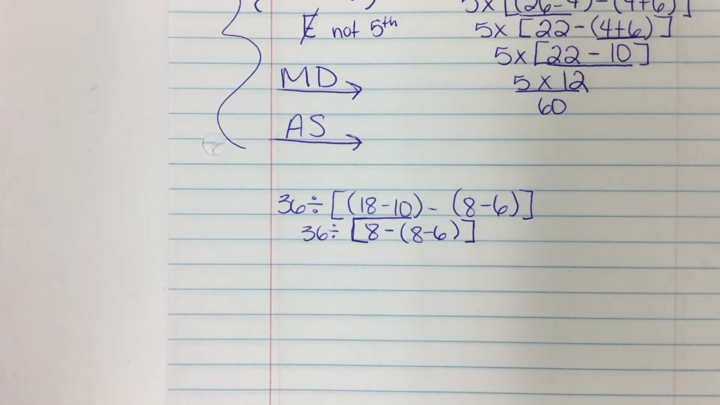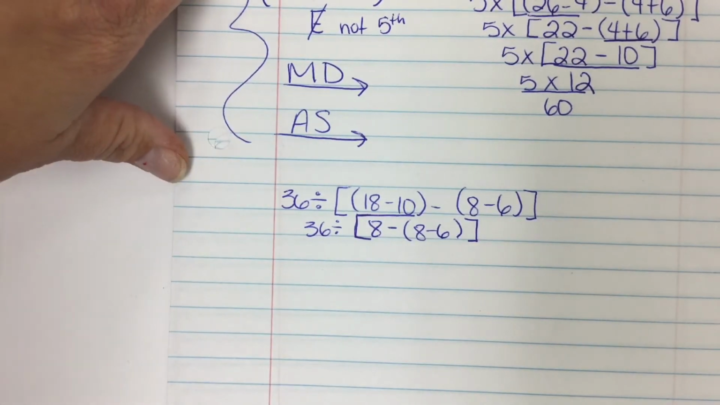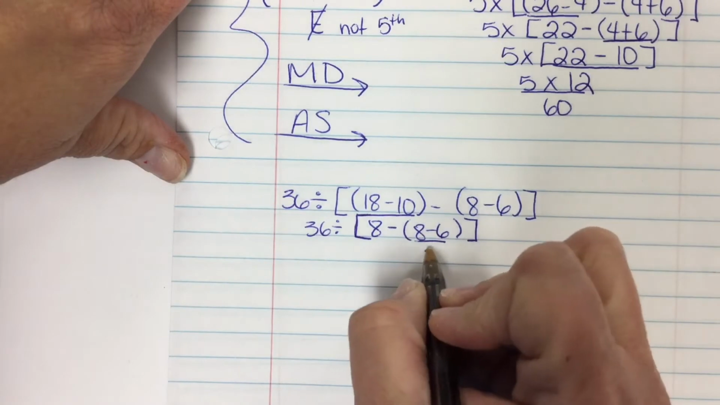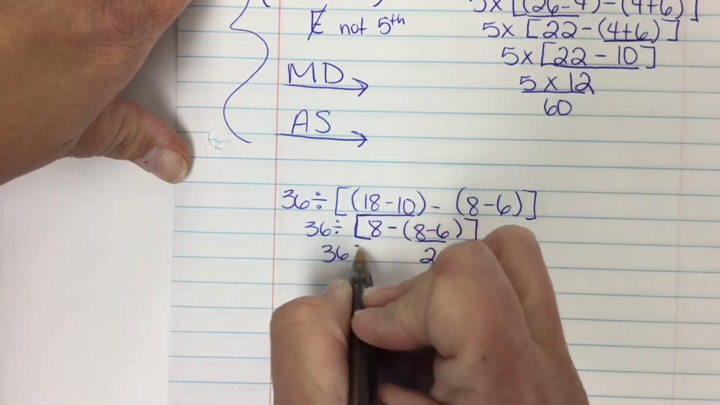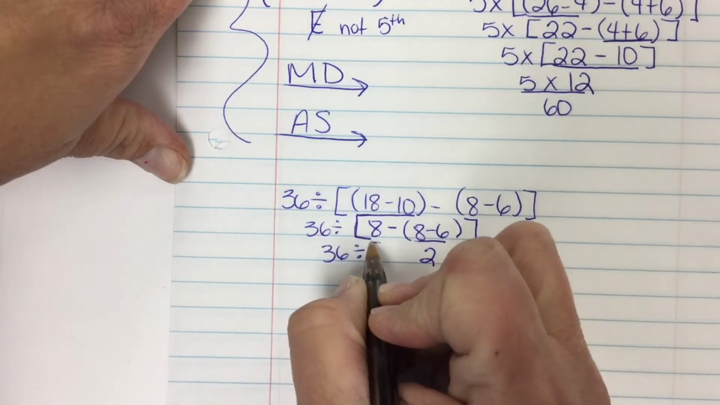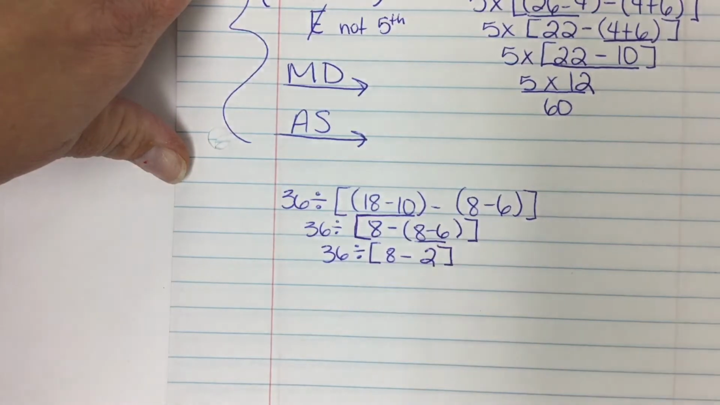All right, what will you solve now? What operation will you do? What will the problem be? All right, you should have said 8 minus 6. 8 minus 6 is 2. Now we got to bring down 36 divided by bracket 8 minus 2, close the bracket. Now 8 minus 2.